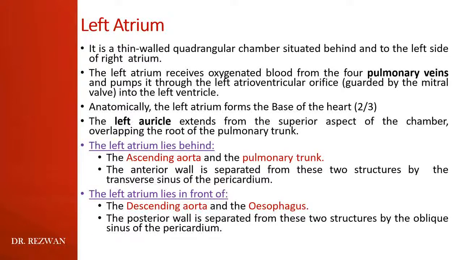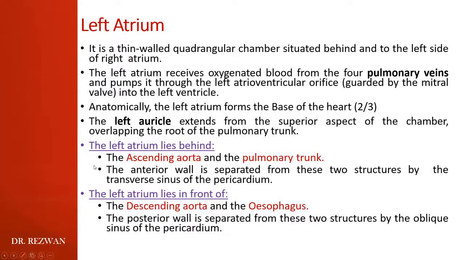Anatomically, the left atrium forms the base of the heart, that is about 2/3 of the heart. We know that the right atrium was forming the 1/3 of the base of the heart, but the maximum participation is coming from the left atrium. Now the left auricle extends from the superior aspect of the chamber overlapping the root of the pulmonary trunk. We will see the picture.